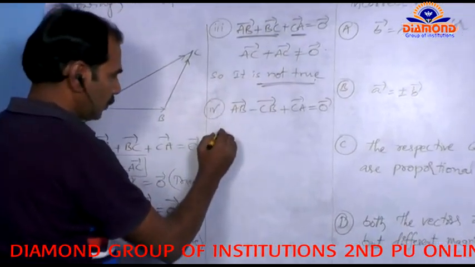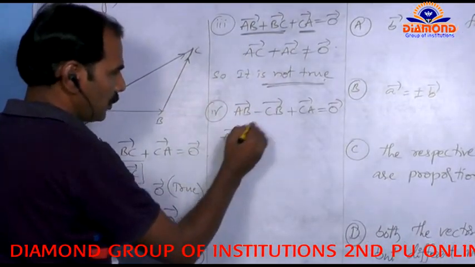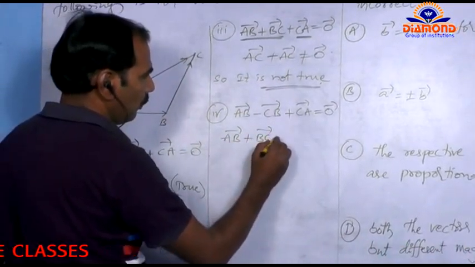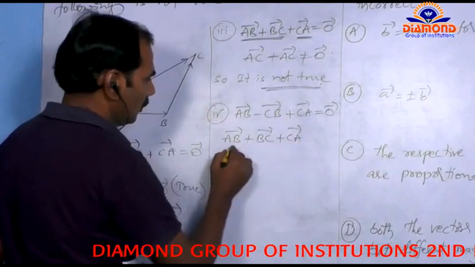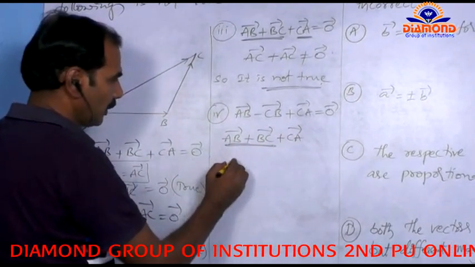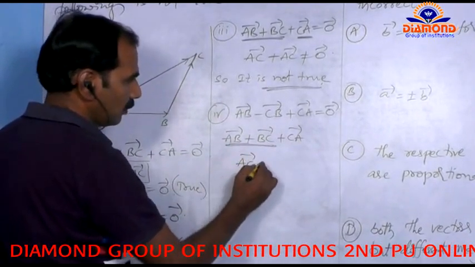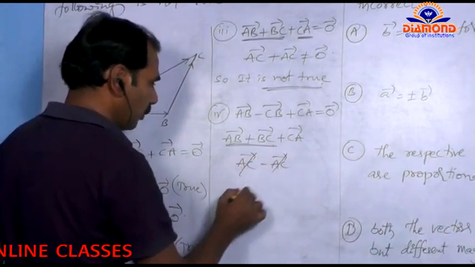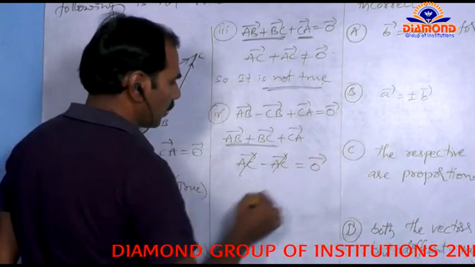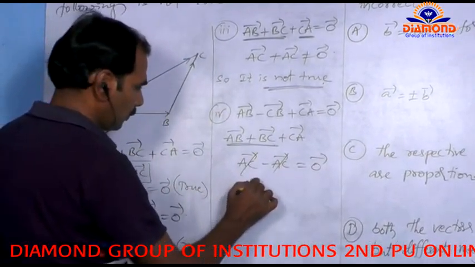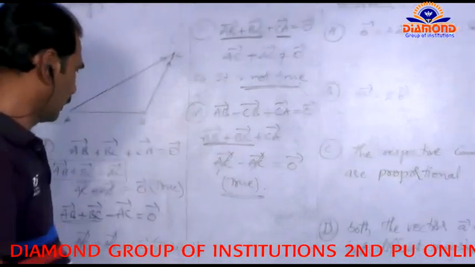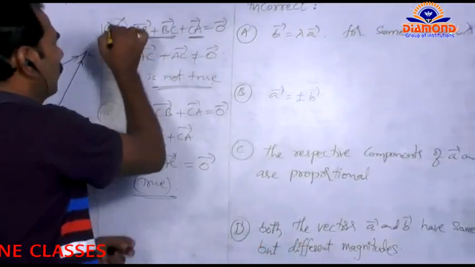Next, AB bar plus BC bar plus CA bar. AB bar plus BC bar means AC bar, and with CA being minus AC bar, they cancel and give 0 bar. So it is also true. So the third one is wrong.